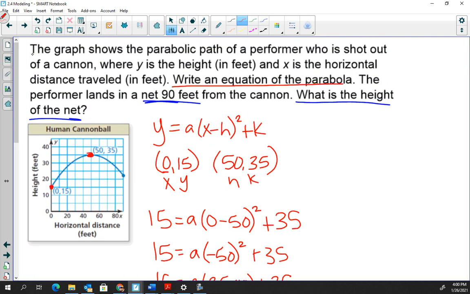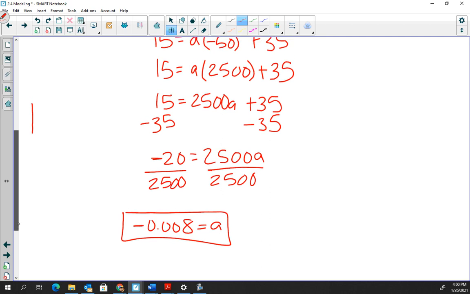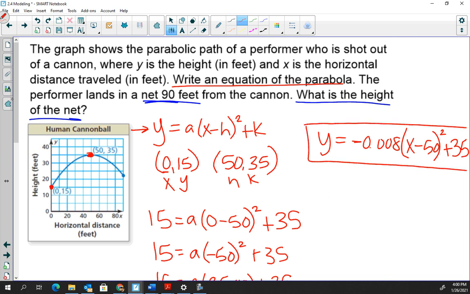Maybe it'll show up. So now we can write our equation, right? That was what we wanted to do first. So I'm going to take everything and plug it into the general form of the equation. Y equals a, which we just found is negative 0.008, negative 0.008 times x minus h, which is minus 50, squared, plus k, which would be plus 35. So there is my equation for this parabola. All right.